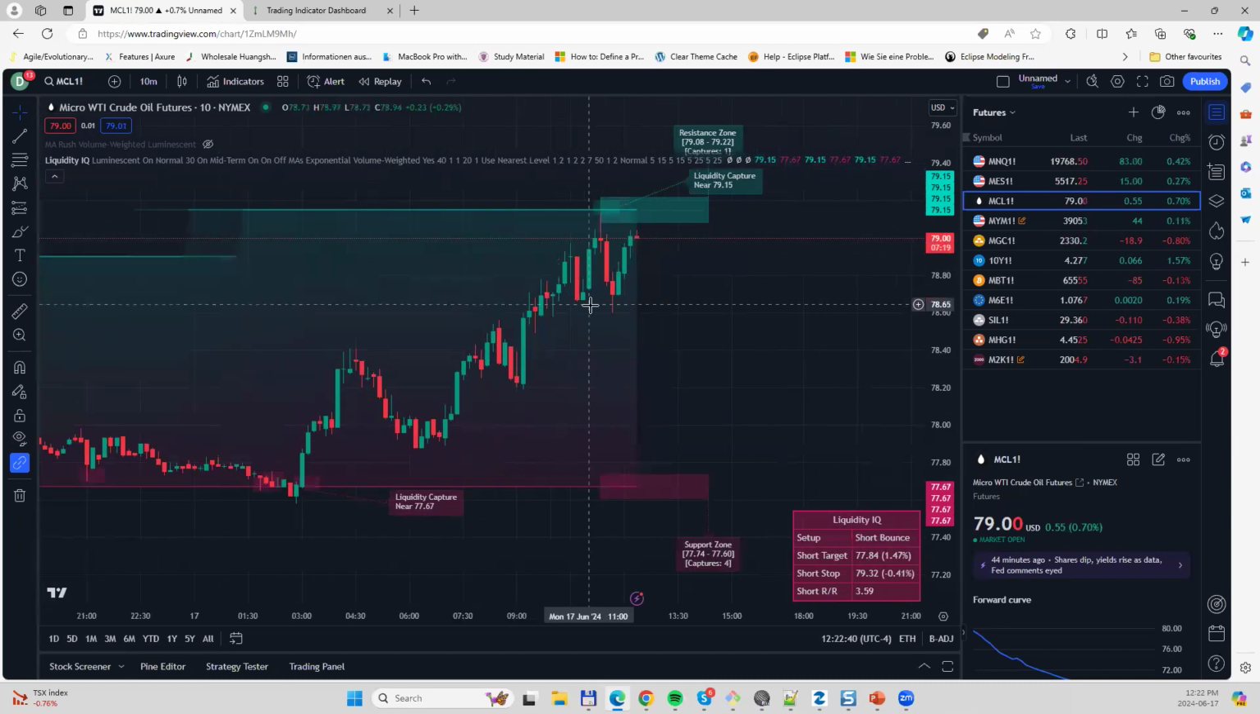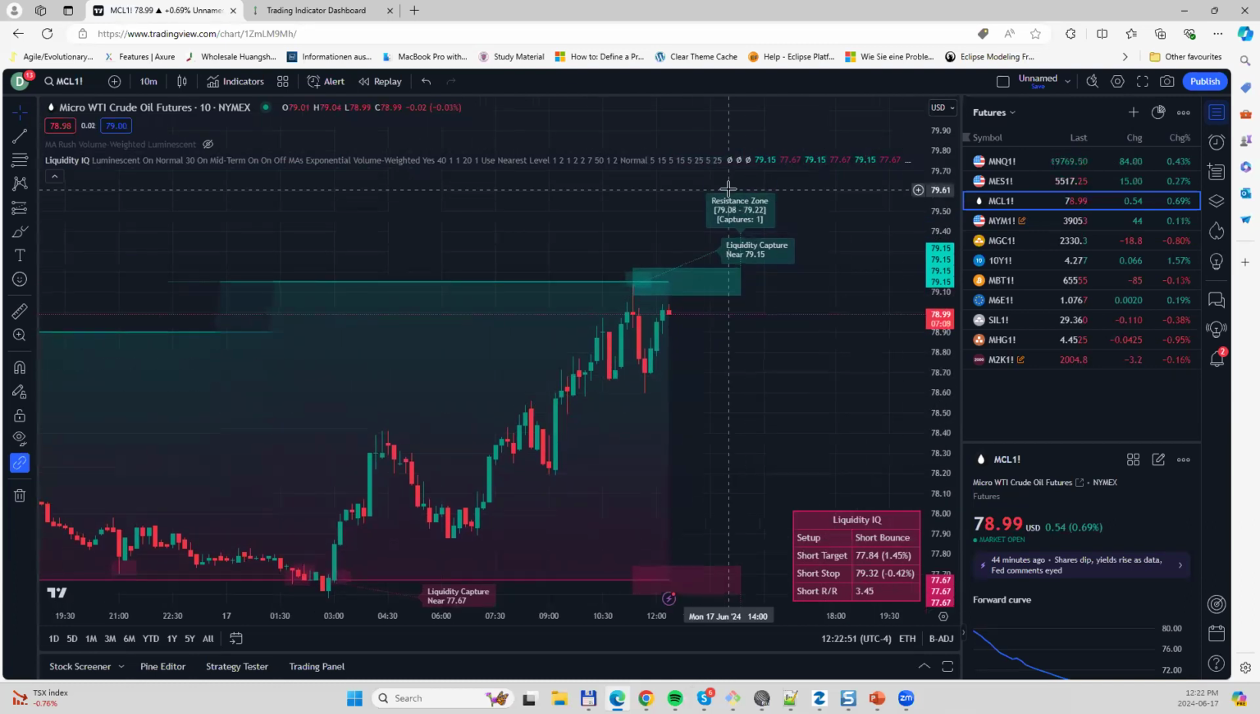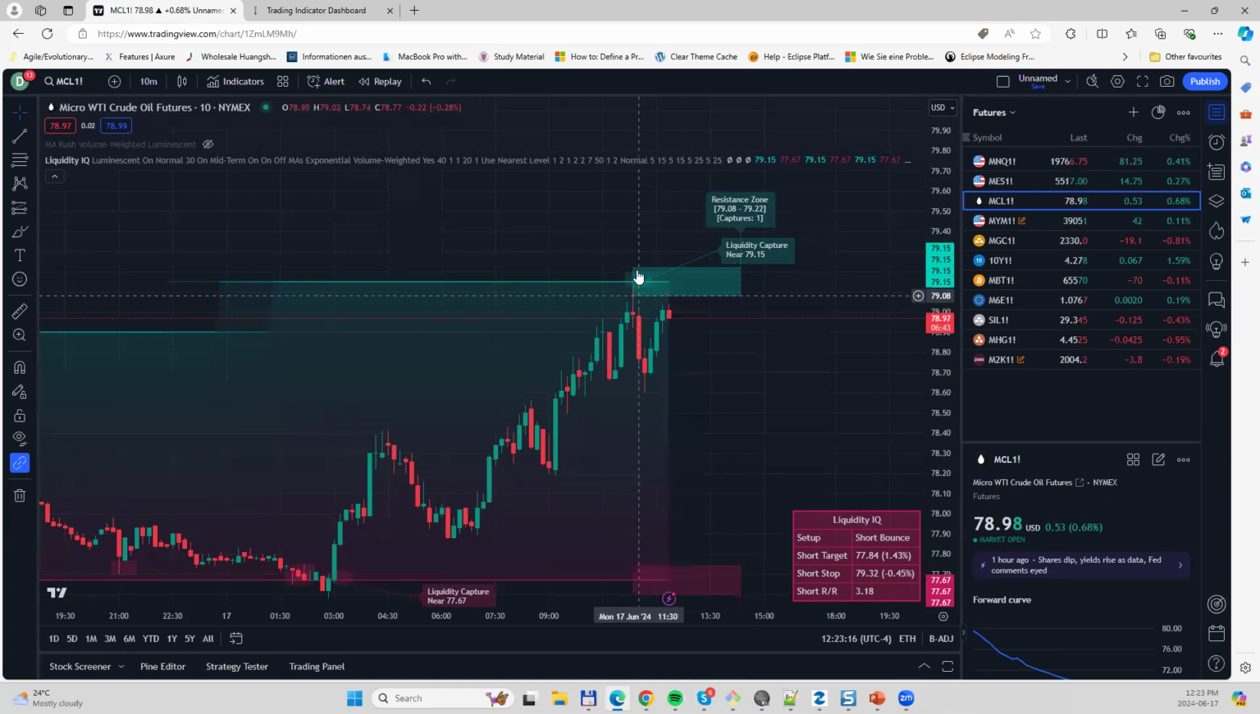And now once again, price is approaching this resistance zone after this nice bounce. Let's see what happens. We can keep an eye on it. One thing I didn't mention previously, look at what's written here. We have this resistance zone between 79.08 and 79.22 with a capture count of 1. What does that mean? At this zone of price we have so far had 1 liquidity capture. Had we had more of these little shaded areas, it would have been pointed out here as well.